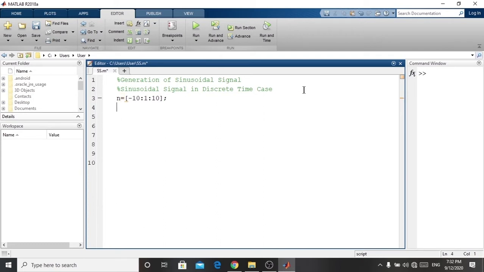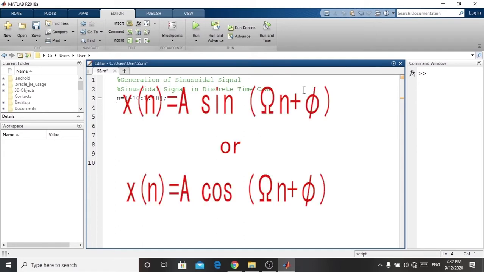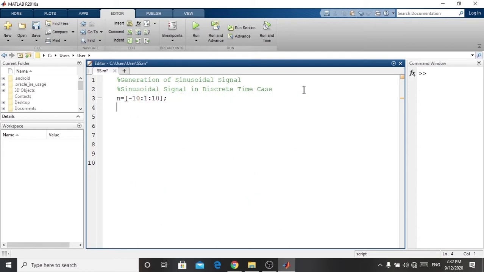Next we want to define the amplitude. A sinusoidal signal in a discrete time case is represented as x of n is equal to A sine capital omega n plus phi, or A cos capital omega n plus phi, where A is the amplitude, capital omega is the angular frequency and phi is the phase angle in radians. So let's define it as x underscore n is equal to sine of n. For producing a sinusoidal signal in Matlab, we use the function sin.